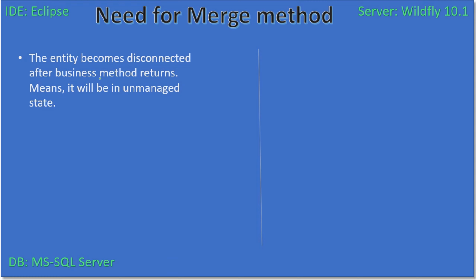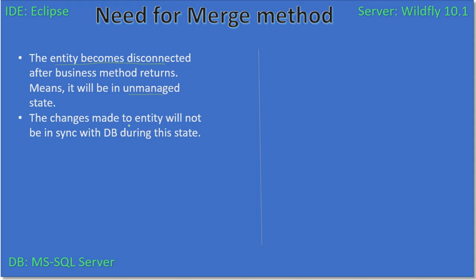In the previous sub-series itself, we know that an entity becomes disconnected after the business method returns, meaning it will be in the unmanaged state. We know that in the managed state, if we make any field modification, when the business method returns, the entity manager hooked to the business method, or we can say the bean file, will perform an update. So the changes made to the entity will not be in sync with the DB during this state, I mean during this unmanaged state.